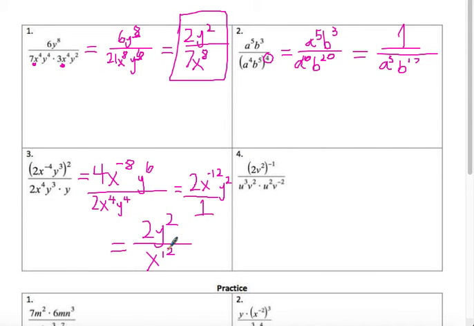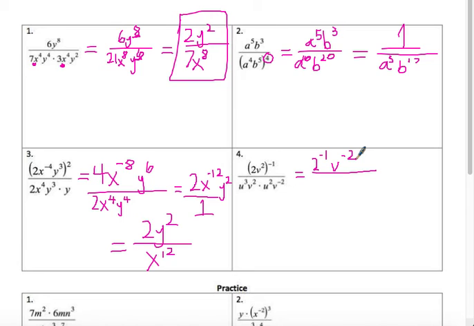All right, last one, because here we combine all of the rules, I think. So we have 2v squared, all raised to the negative 1. So let's apply that negative 1 to everything. So 2 to the negative 1, and then v to the negative 2. I apologize for using u's and v's in this problem. I tried to avoid that.